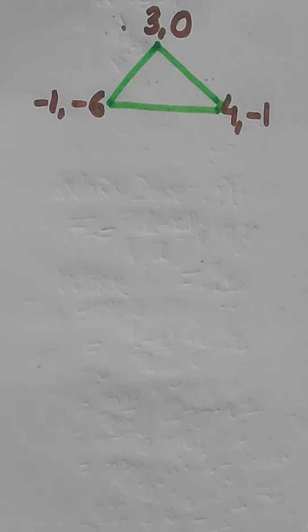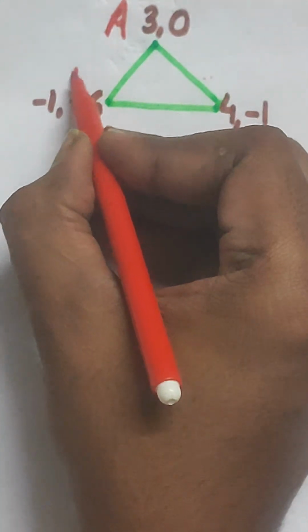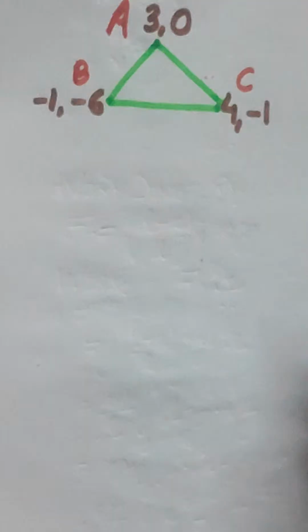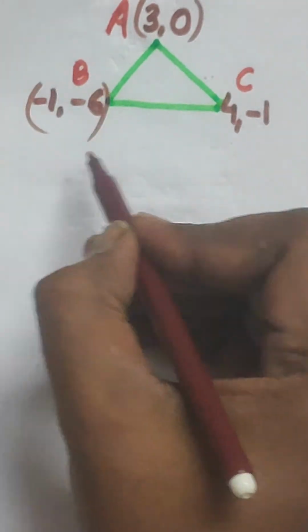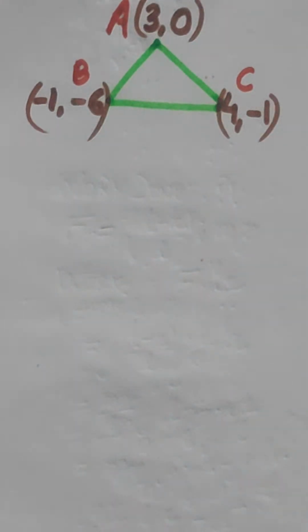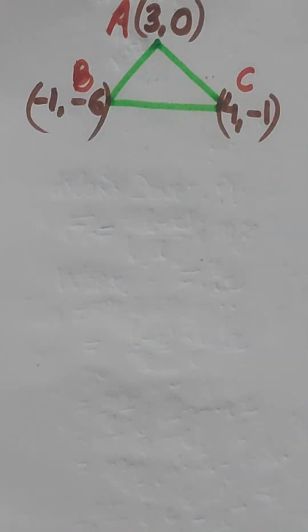And let's say these points are A, B, and C, right? And the abscissa and ordinates are (3, 0), (-1, -6) and (4, -1). In this question, what we need to do is find the circumcenter and the circumradius. Okay, we need to find the circumcenter and circumradius over here, right?